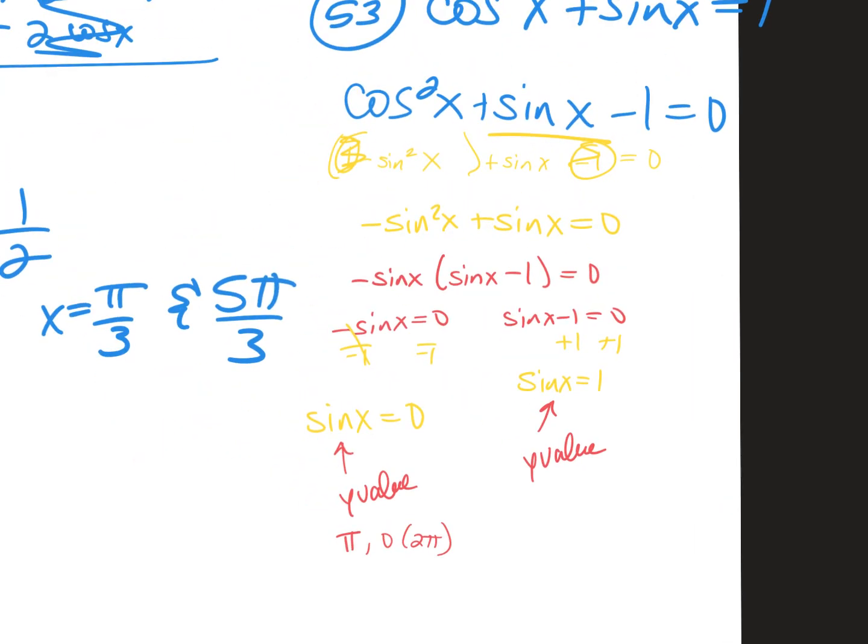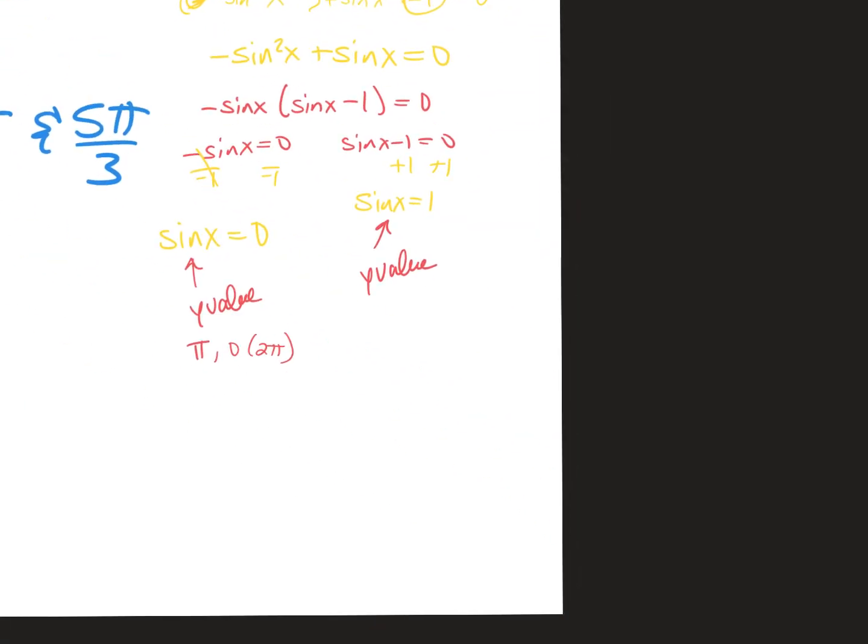Y value, positive 1. Pi over 2. So pi over 2. Those would be your 3 answers. So if you have a quadratic, guys, factor it like normal. If you want to replace the trig function with just an x, that's fine. And then put the trig function back in with your answer when you go to actually work it out.